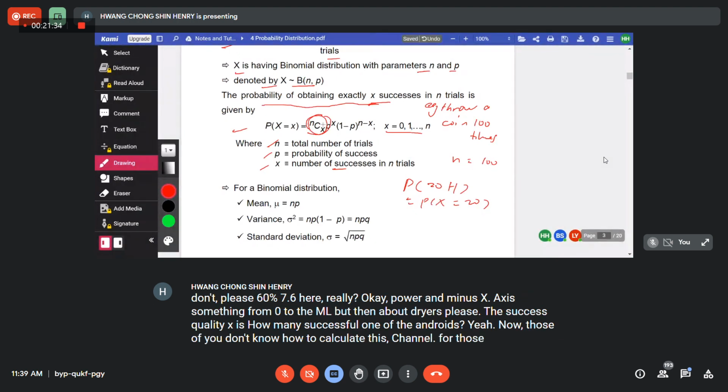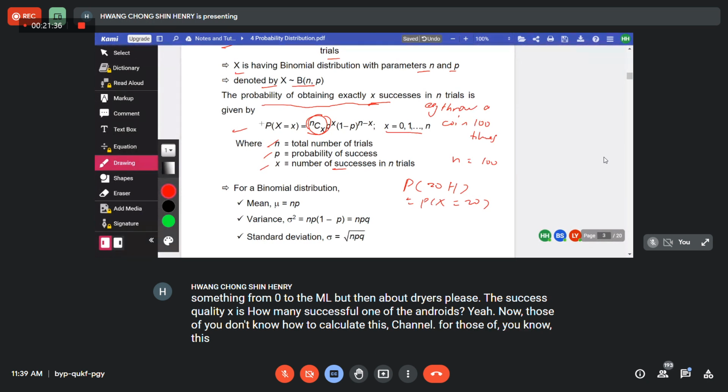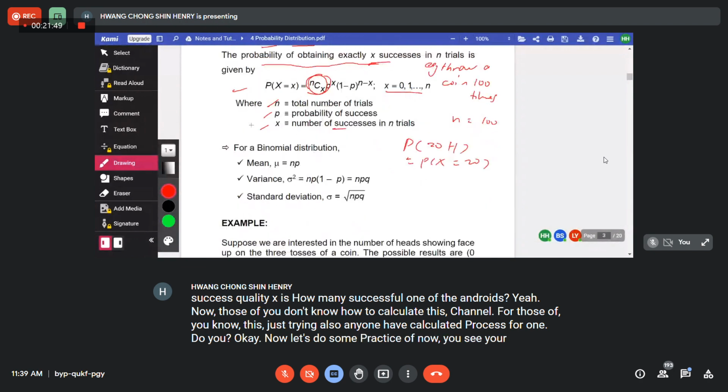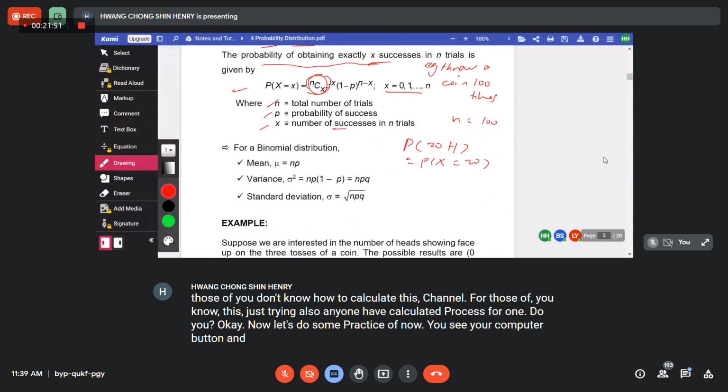For those of you who already know this, you can just try also. Now, everyone have calculator? Those at home, do you have calculator at home? Okay, now let's do some practice. Now you see your calculator got the button nCr, right? Anyone don't find that? The yellow color one, right? So let's do some exercise.